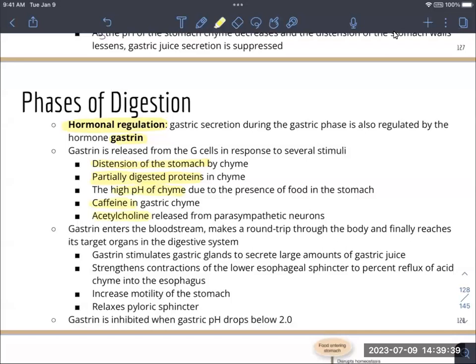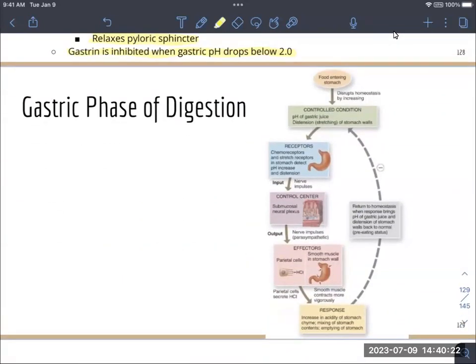So gastrin is going to cause those gastric glands to secrete out their juices. It's going to cause that lower esophageal sphincter to contract and hold its contraction to prevent that acid reflux from happening. It's going to increase the motility in the stomach, and it's going to relax that pyloric sphincter so that food can pass from that stomach into that duodenum. Gastrin gets inhibited if that gastric pH gets too low. So everything kind of works on a negative feedback to try to return itself back to normal.